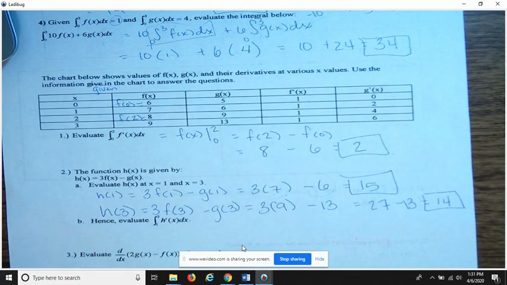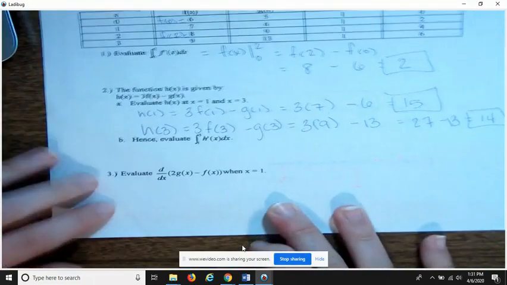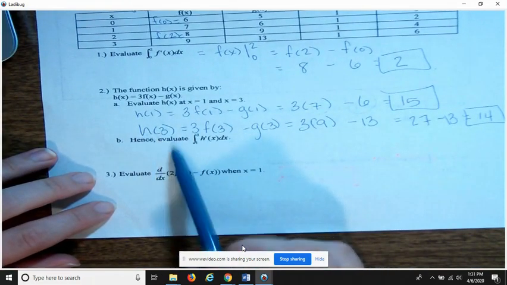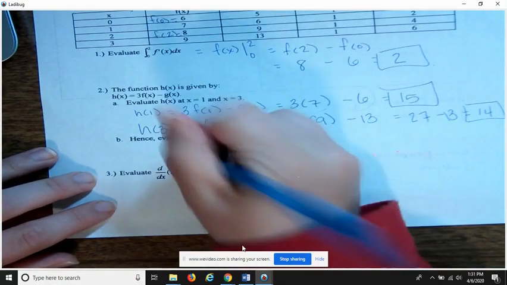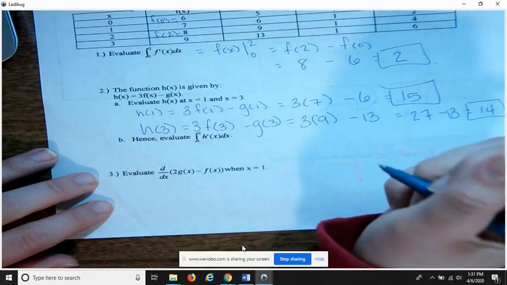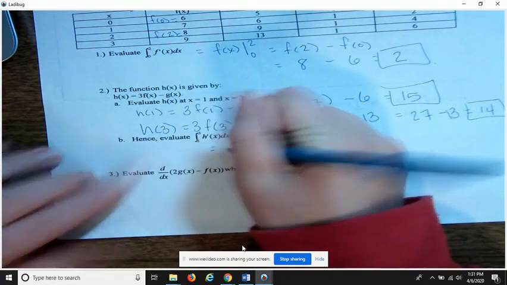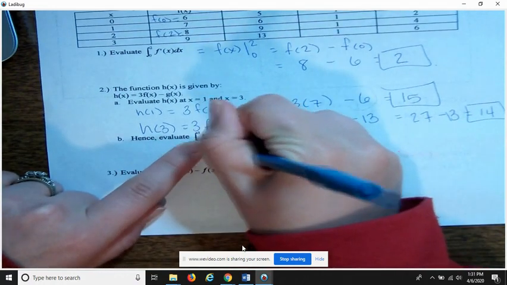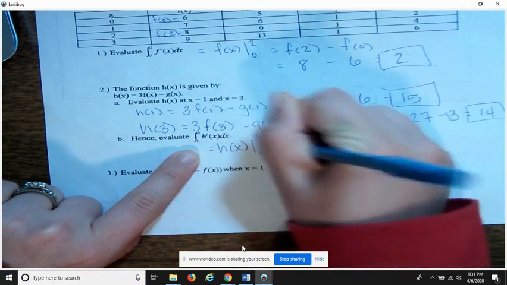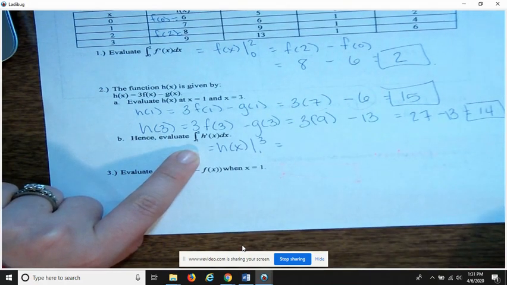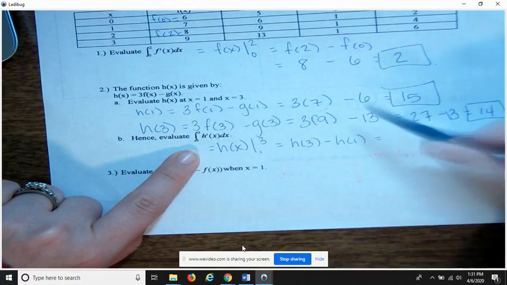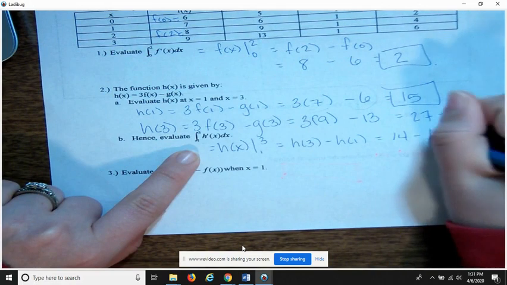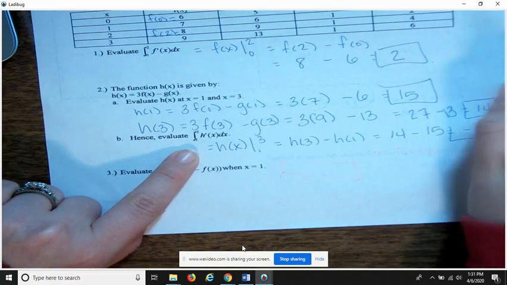Okay. And then it says hence evaluate. So we broke this problem up basically into 2 pieces. This was the goal, and we found these values in order to find this, because this thing should be equal to the integral of h prime, which is just h, evaluated from 1 to 3. So then I'm going to take h of 3, and I'm going to subtract h of 1. So h of 3 is 14, subtracting h of 1, which is 15. So I should get negative 1 as my integral.